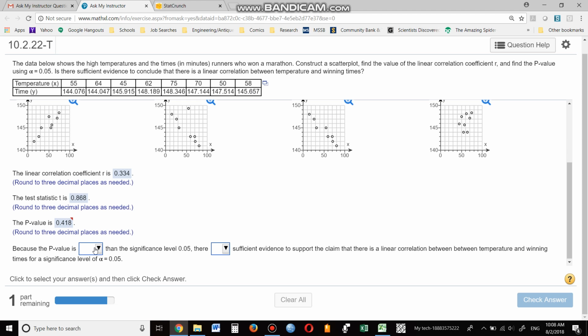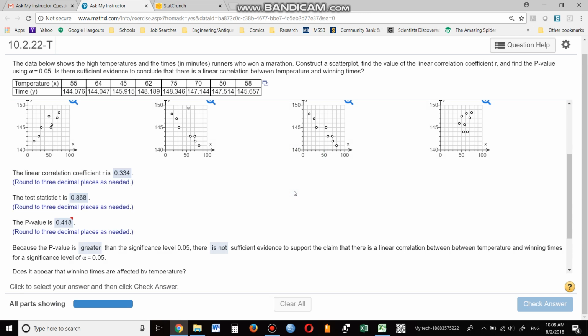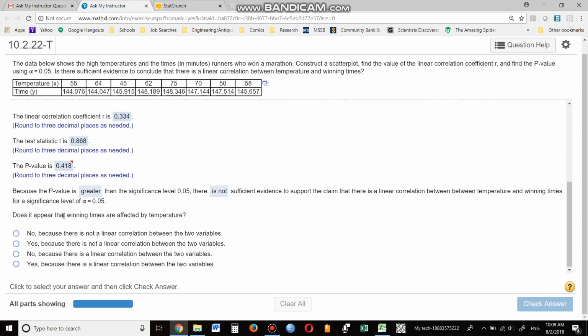So since the p-value is larger than the alpha, there is not sufficient evidence to support our claim. So in other words, this model is junk. Does it appear that winning times are affected by the temperature? In other words, what they're asking us is, is there a causal relationship? We can't really answer that question as far as causal, but in terms of any correlation, it looks like there is not a linear relation. There is no correlation here between these two. Thank you.